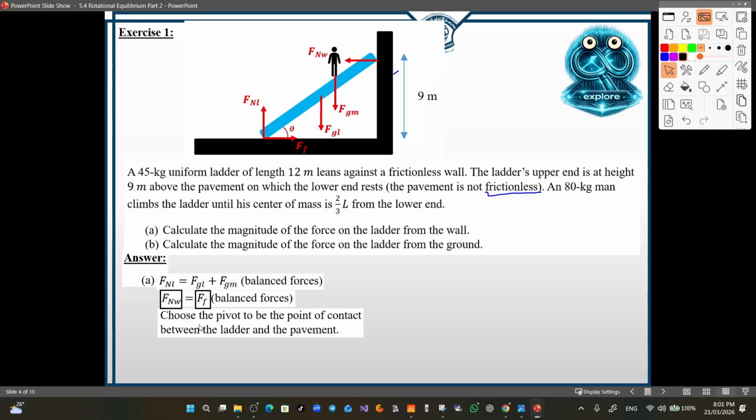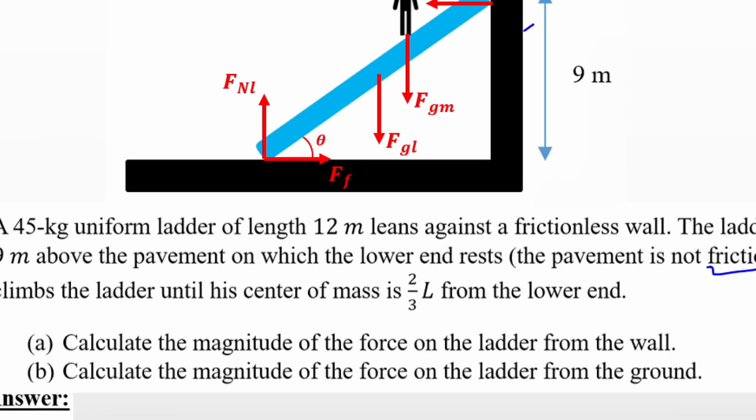Now let's apply the rotational equilibrium. In rotational equilibrium, we should choose the pivot, and we're going to take the pivot point to be the point of contact between the ladder and the pavement. So actually we're going to choose it here.